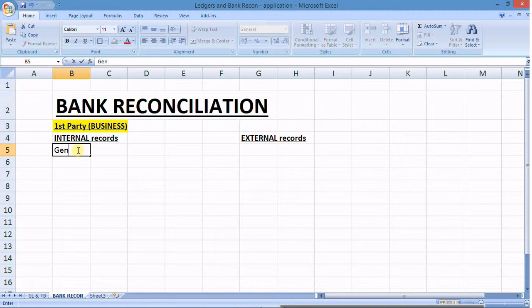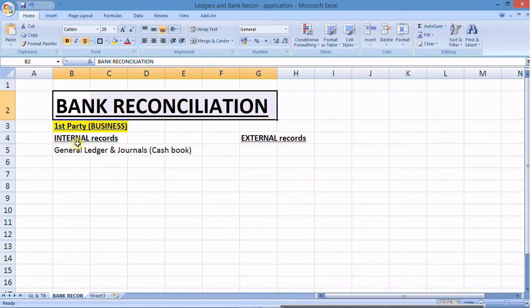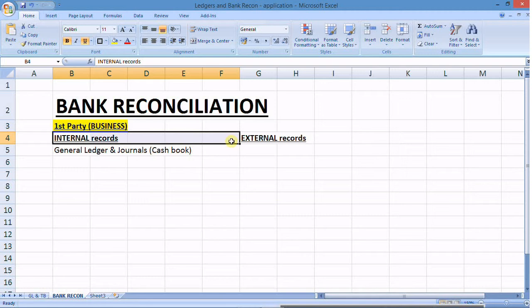What are your internal records? General ledger and journals, or cash book. I see in your course they use cash book. A cash book is just a combination of the receipts and payments all in one. A cash book just summarizes your receipts and payments in one layout. Receipts on the left, payments on the right. That's all it is. So the bank reconciliation is just looking at what you have in your records and what the bank has in their records.